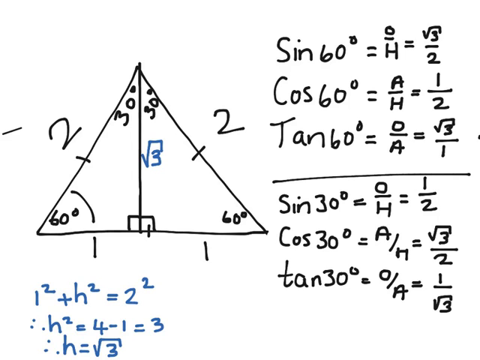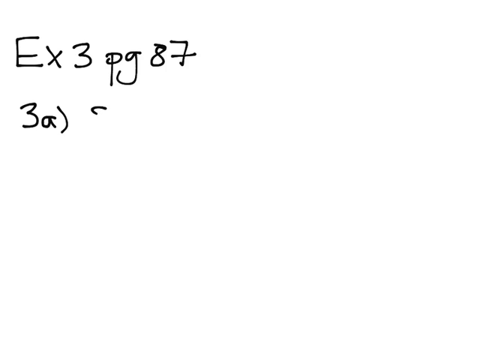So I said there's two ways I can ask this in the test. First is to show that cos 60 is a half, or I can give you a question like this. Okay, now I'm going to take one from exercise 3 on page 87. Without using a calculator, simplify sine 30 degrees plus cos squared 45 degrees. Without using a calculator.